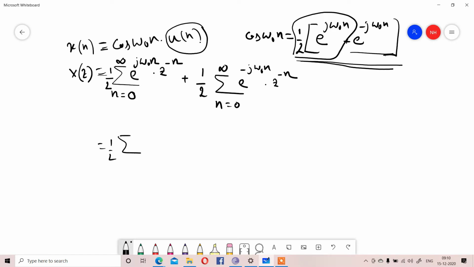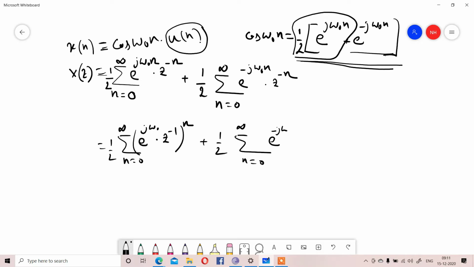So obviously, n equal to 0 to infinity, if we make n common, e to the power jω₀ multiplied by z to the power minus 1, whole to the power n, plus half, same thing here, e to the power minus jω₀ into z to the power minus 1, whole to the power n. So that format is the summation of (a z inverse) whole to the power n, which is equal to 1 by 1 minus a z inverse.